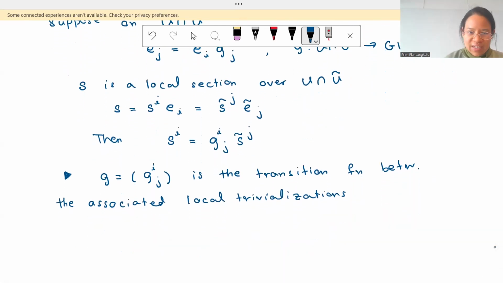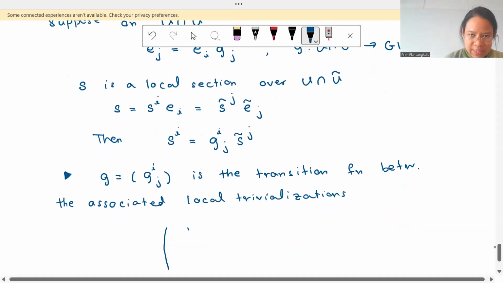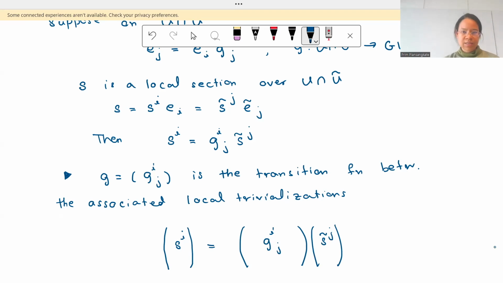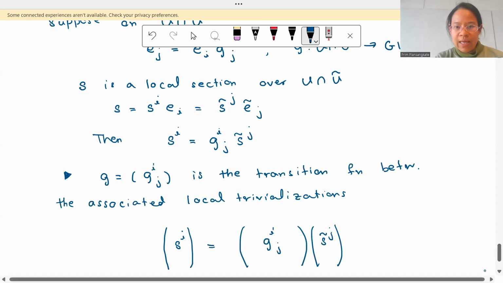So locally, if you represent a local section by a column vector, then you just get this column vector by multiplying the column vector with matrices. This. Okay. And I think I run out of time now, so I will have to stop here.